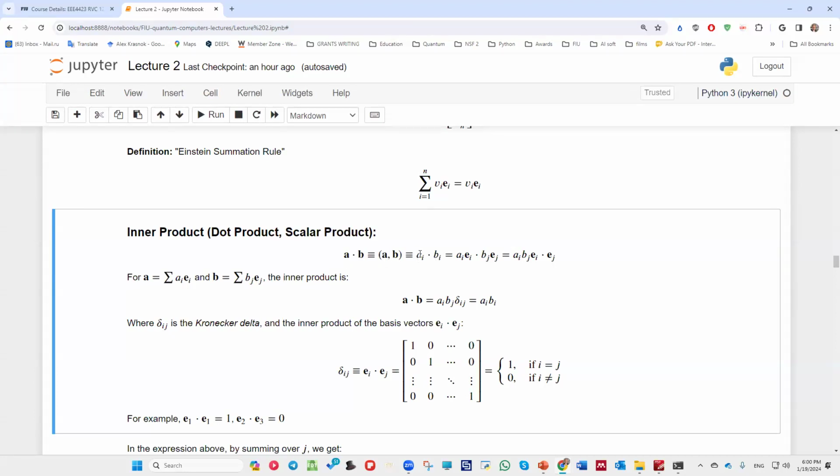And the answer is the summation of the products of the components of the first vector and the second vector. So if I write this in expanded form, it would be A1 times B1 plus A2 times B2, etc.